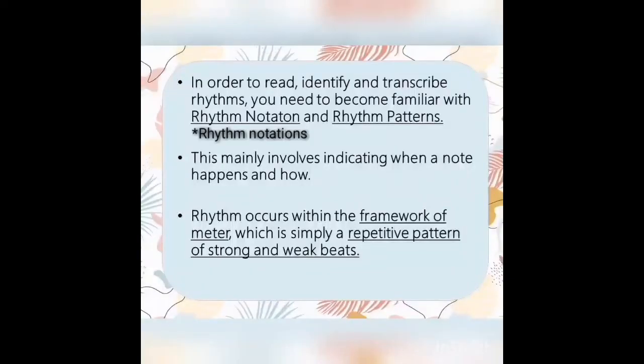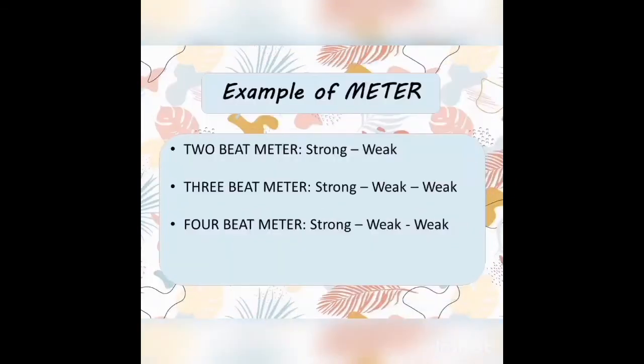In order to read, identify, and transcribe rhythms, you need to be familiar with rhythm notations and rhythm patterns. This mainly involves indicating when a note happens and how. Rhythm occurs within the framework of a meter, which is simply a repetitive pattern of strong and weak beats. As you can see, here are some examples of meter.